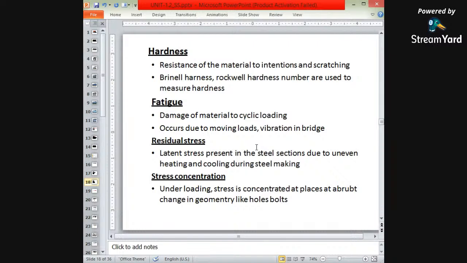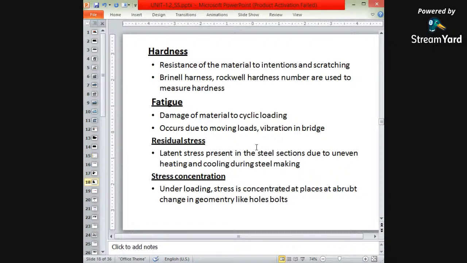Again, residual stress. What is residual stress? Latent stress present in the steel sections due to uneven heating and cooling during steel making. Due to uneven heating, some part of the steel has been heated and some part of the steel is in a cool stage. This uneven heating will result in residual stresses, because in some parts stresses will be more and in some parts stresses will be less. So due to this uneven balancing of the temperature in the steel, these residual stresses will be developed.